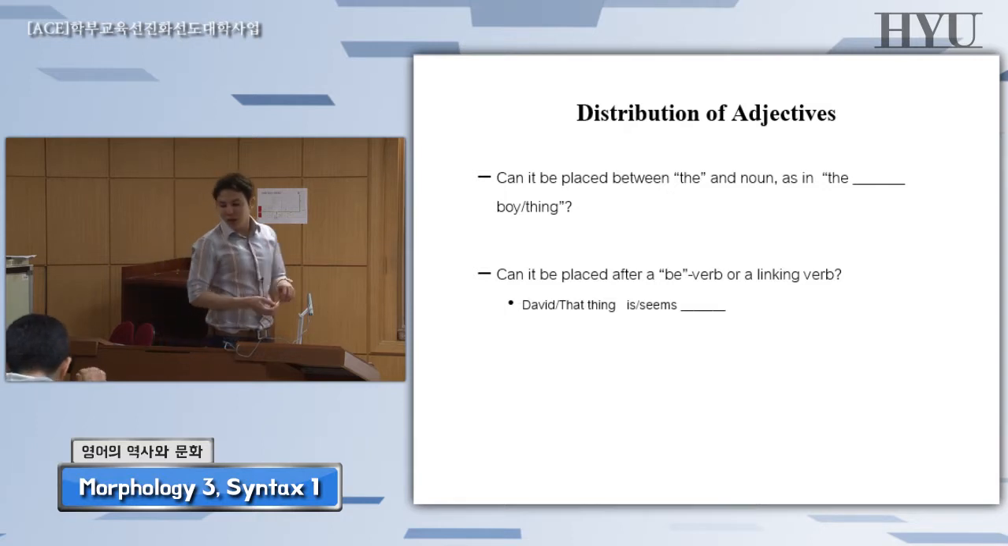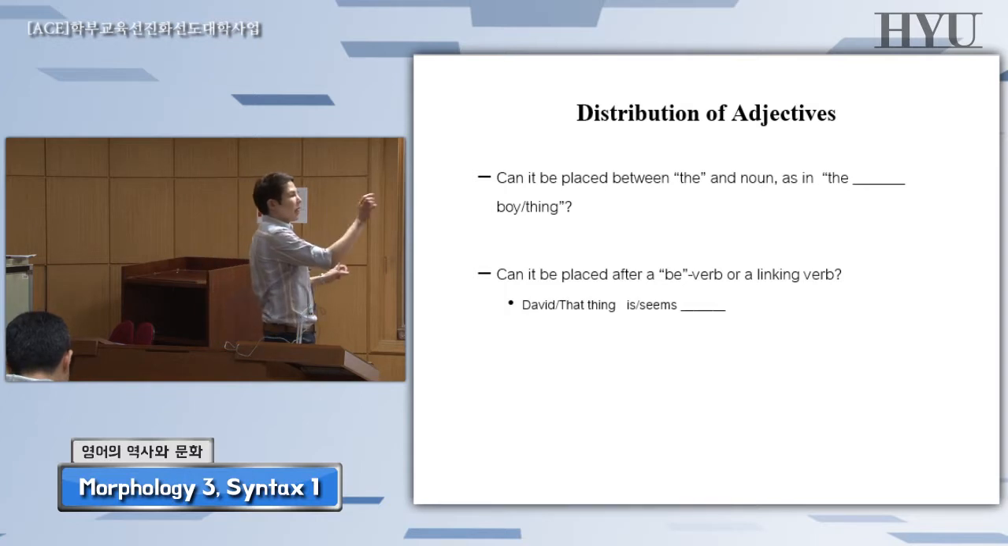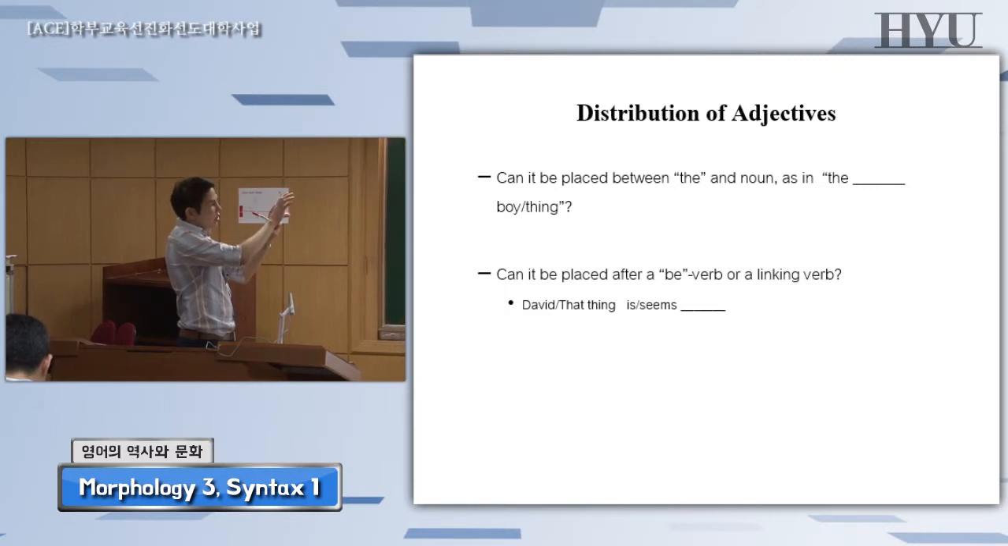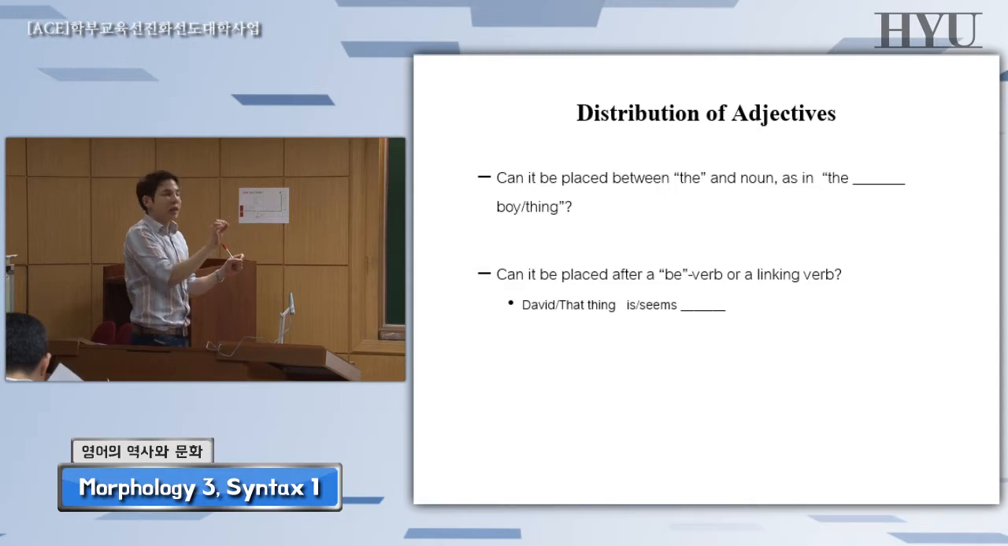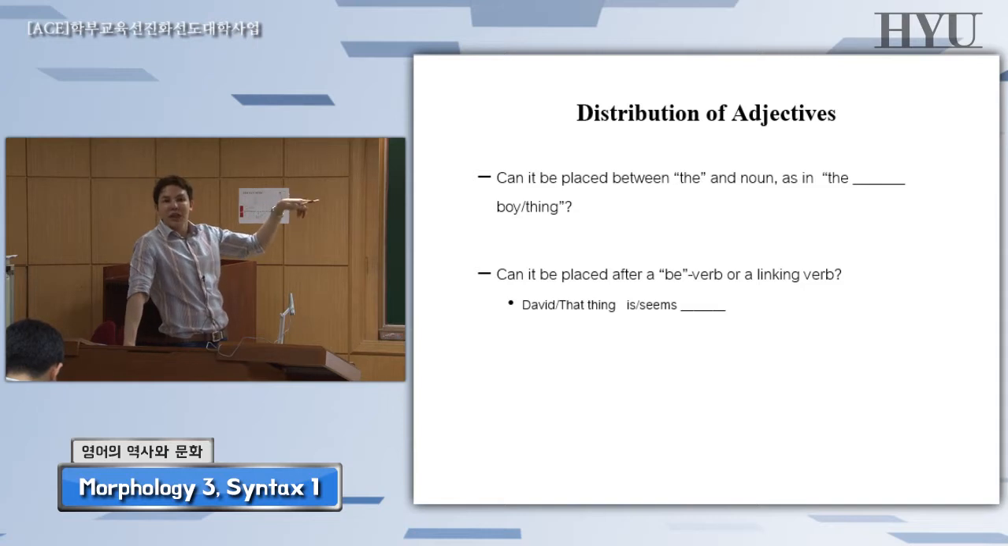And for distributional criteria, the adjective usually is positioned between a determiner and a noun. Like the determiner here is the, and the noun is boy or thing. If you can fit a word there, then it's usually an adjective, right? The big boy, the American boy, the nice boy, like that, okay? If you can fit the word in there, it should be an adjective, okay?